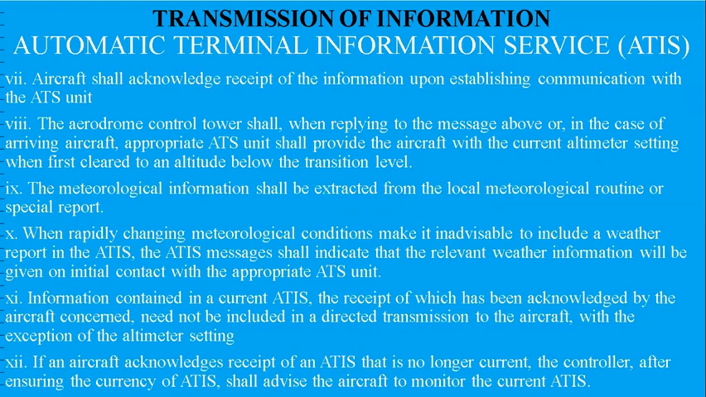The aerodrome control tower shall, when replying to the message above or in the case of arriving aircraft, the appropriate air traffic service unit shall provide the aircraft with the current altimeter setting when first cleared to an altitude below the transition level. Even in a few cases, the controller will provide the altimeter setting in the first contact. For example, call sign of the aircraft, clear to destination, monitor information 126.6, which is the ATIS frequency, QNH 1014. And the aircraft will reply, monitor information Charlie, QNH 1014.